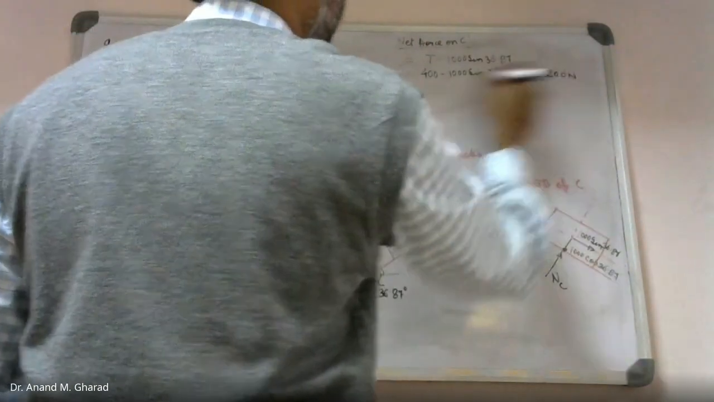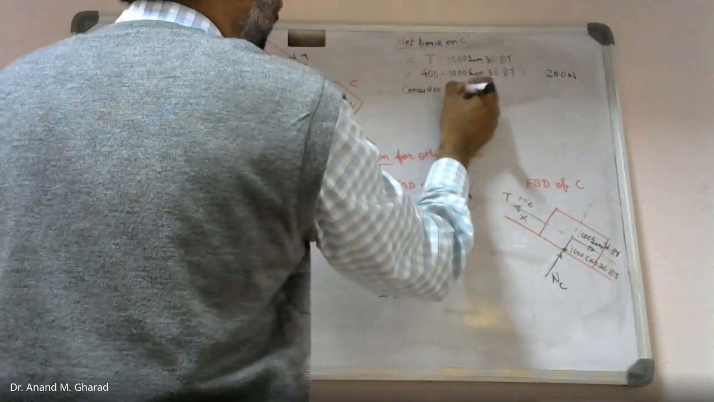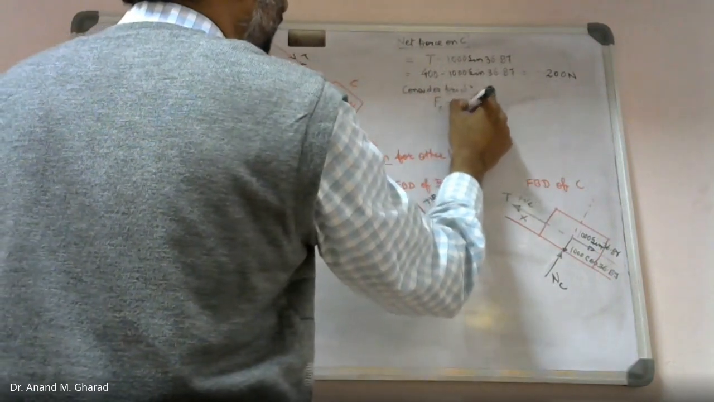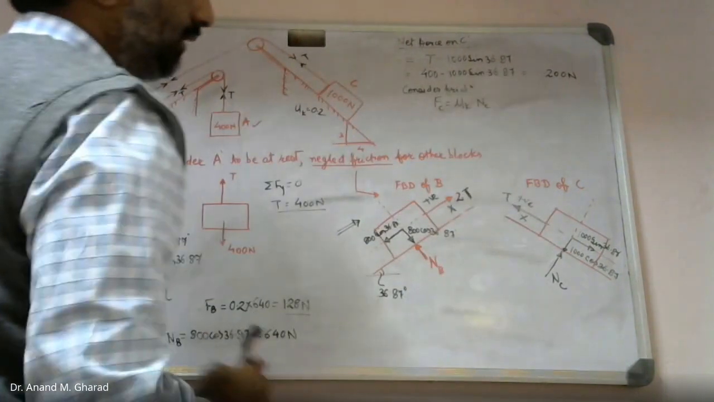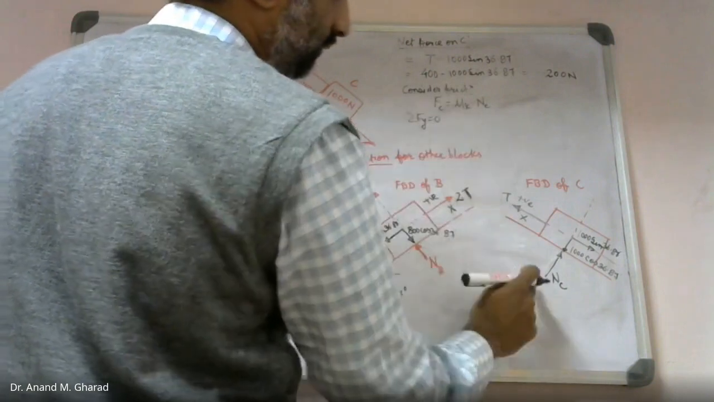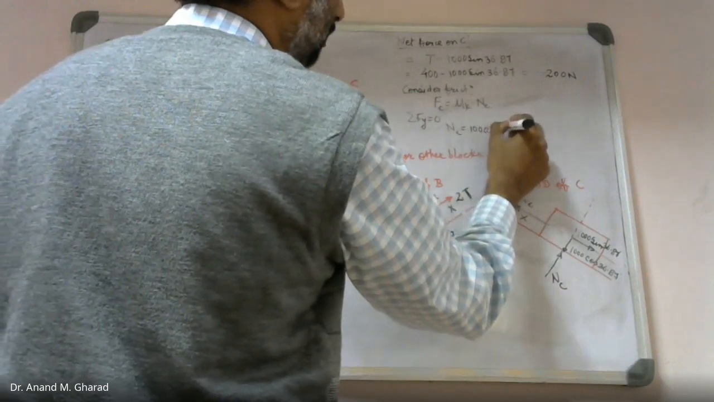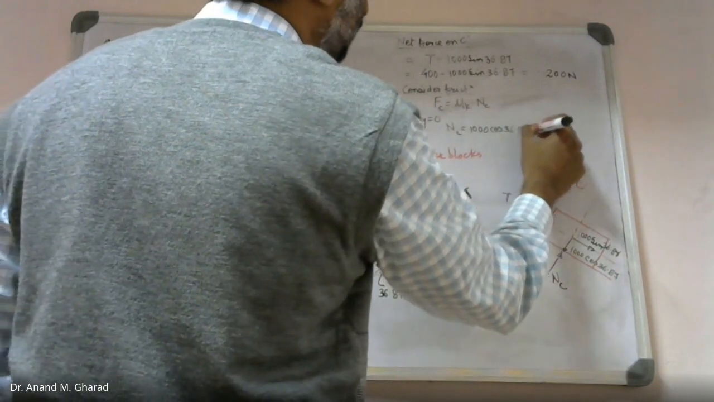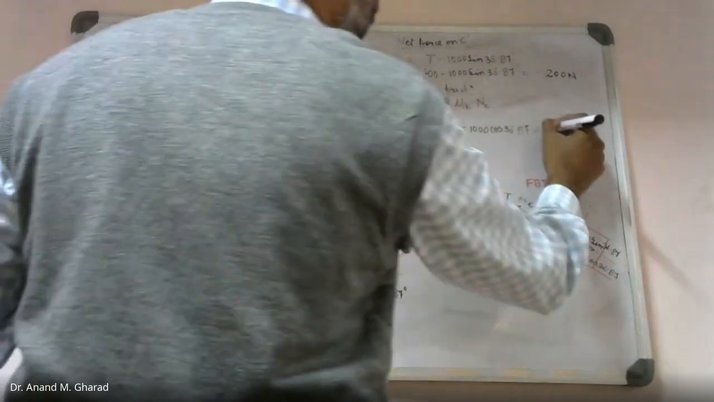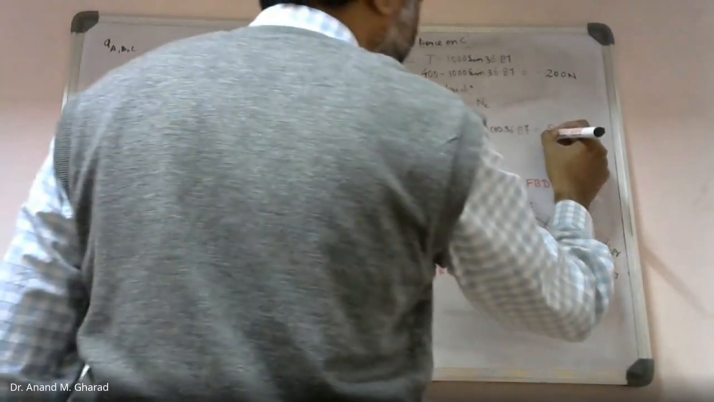Now I will assume friction. Consider friction. If I consider friction, F suffix C is equal to μk times NC, right? So to find NC, the summation of forces in the y direction equals 0. So NC comes out to be 1000 cos 36.87. How much is this value? 800. So this 800 value, this is more than this.